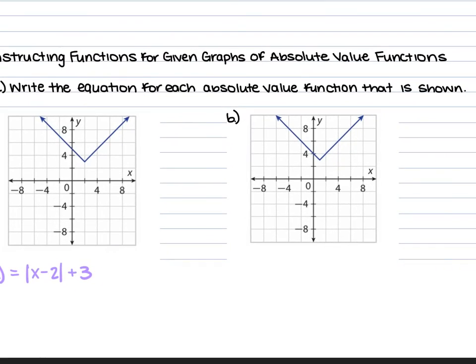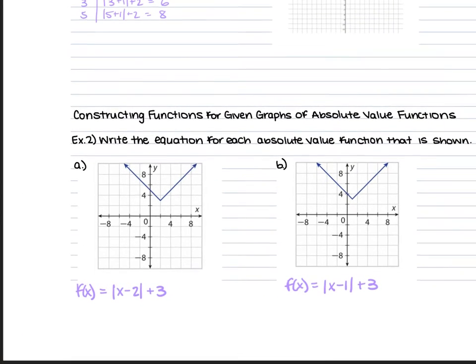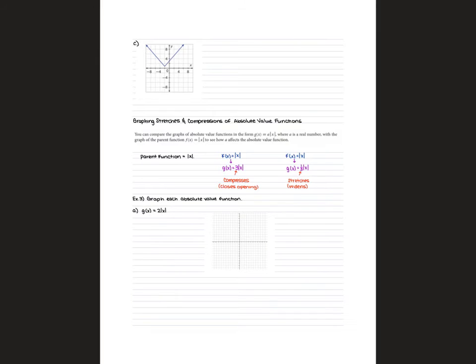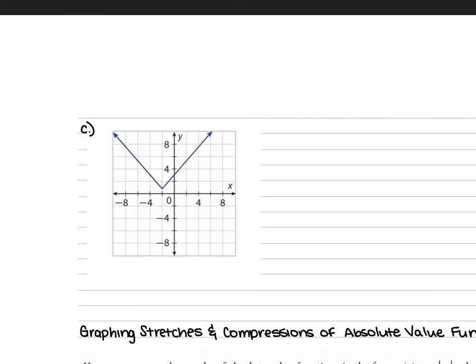For b, once again, we would start at the origin and go this way. So how is it moving? It's going to the right 1, so it's going to be the absolute value of x minus 1, and then it goes up 3, so that's plus 3. And then set it equal to f of x. For c, we're going left 2 and up 1, so that's going to be the absolute value of x plus 2, plus 1 outside.